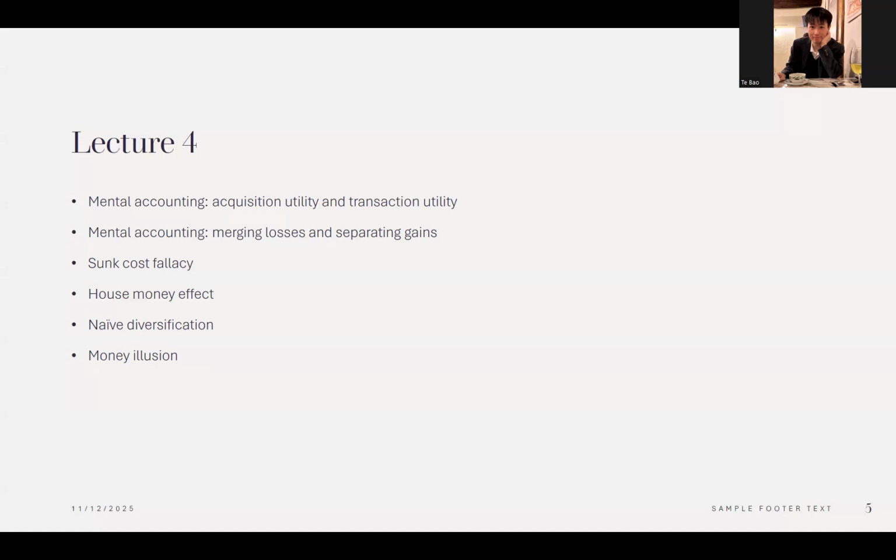Then we have the sunk cost fallacy. In traditional economics, what you have paid in the past shouldn't affect your choice in the future. But many times people's decisions are influenced by costs in the past, which means that if they have already paid for something, they tend to continue completing it.